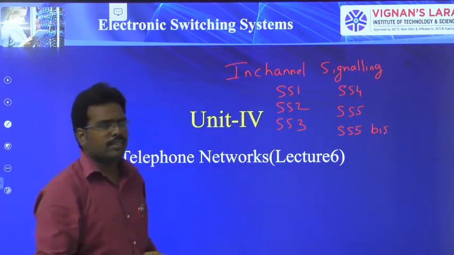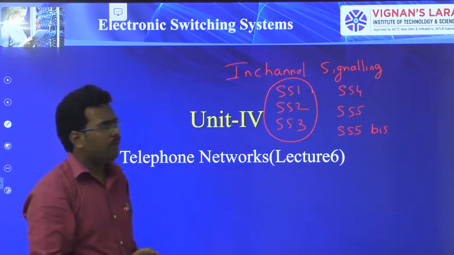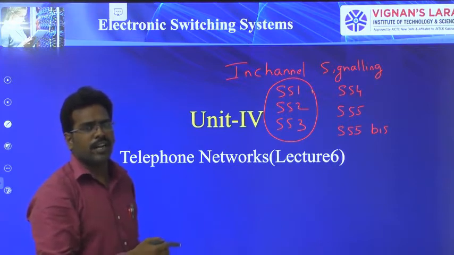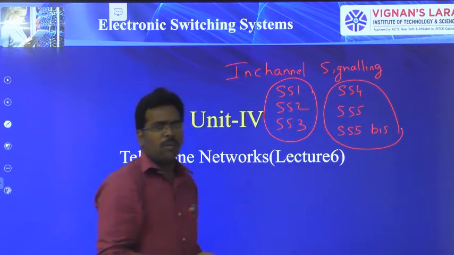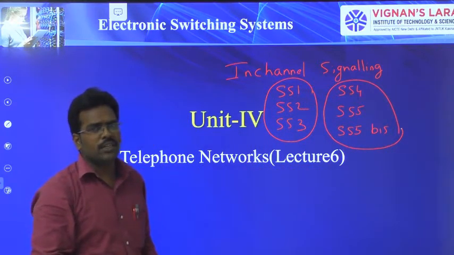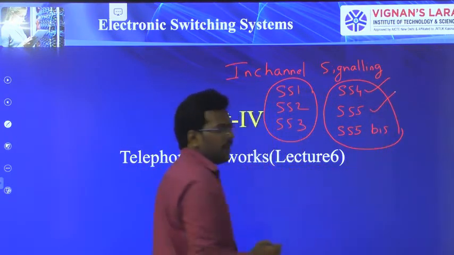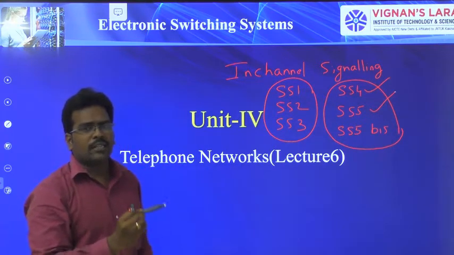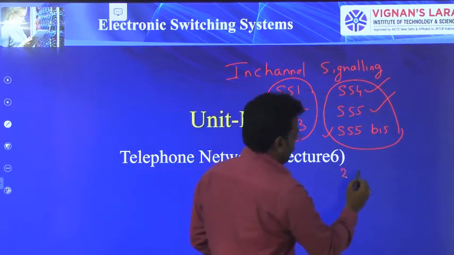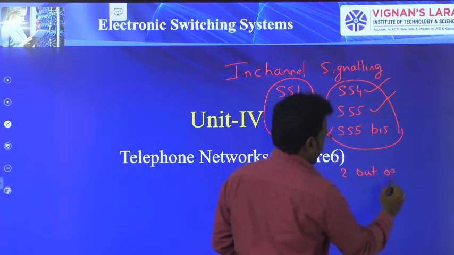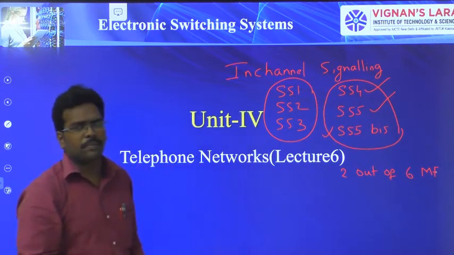Out of these signal standards, these three are older ones, which use only a single frequency for signaling, whereas these three are using compound frequencies, that is two frequencies for signaling. The difference between SS4 and SS5 is, in SS4 there is no separate inter-register signaling, whereas SS5 and SS5 bis use 2 out of 6 multi-frequency signaling for inter-register signaling.